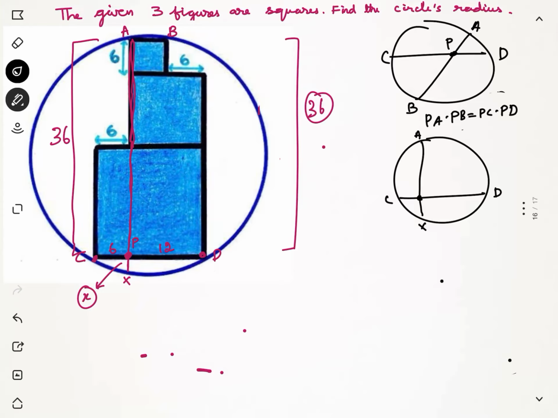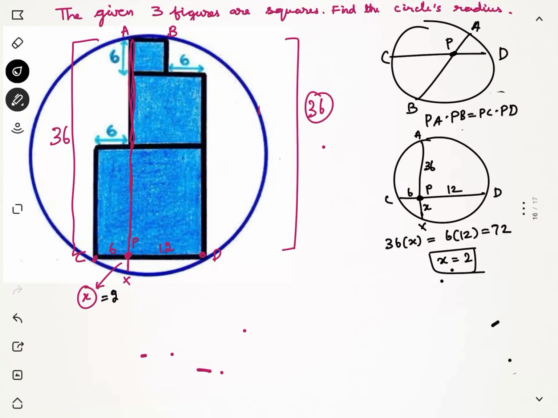These two chords are intersecting at P. So the top line segment above P is of length 36. The left side line segment is of length 6. The right side line segment is of 12. And the bottommost line segment is of X. That's what we are going to find out. So using the chords intersection theorem, 36 times X will be equal to 6 times 12, which is 72. Therefore X is 72 by 36, which is 2.